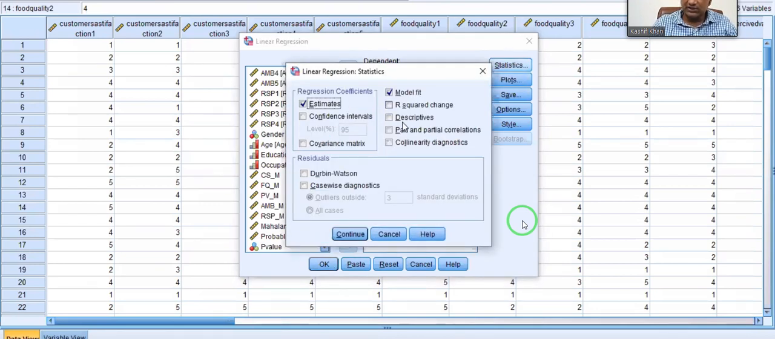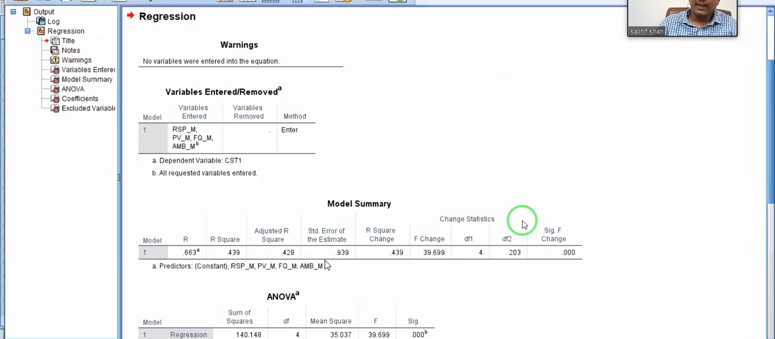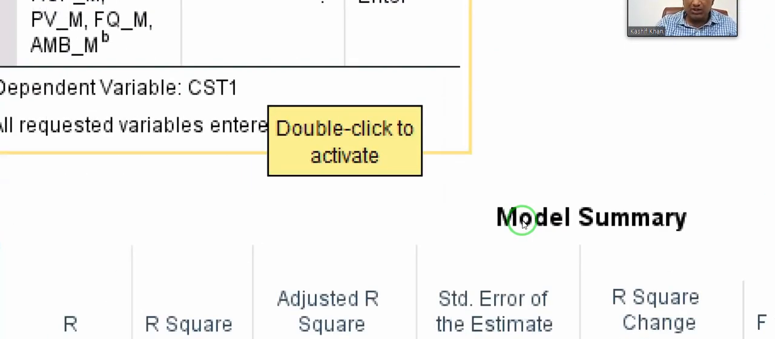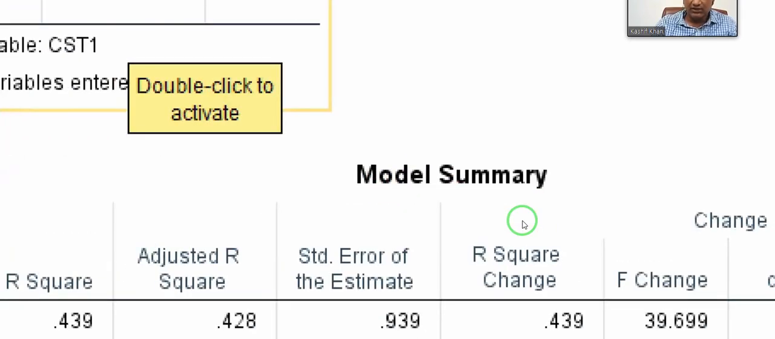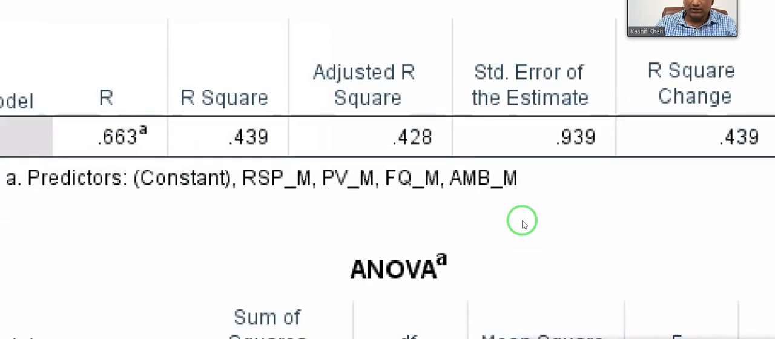Then go to statistics, and here model fit, confidence interval, we don't need right now. We can do the confidence interval, but R-square change is very important. The rest looks okay. We don't need that. Okay, now run. Look what happens now. Again, it's showing me what I've done. Now it's showing me two models. It should show me two models.